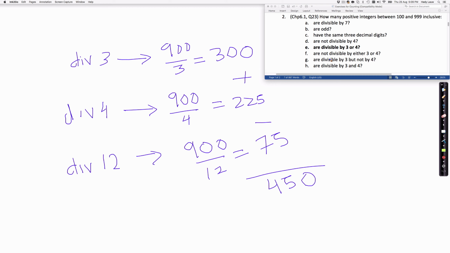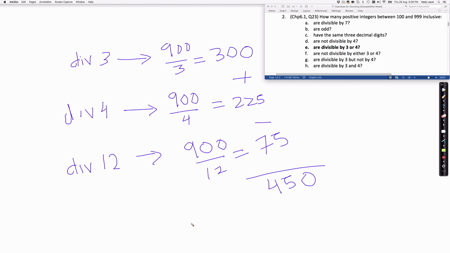We are now going to consider 2F. Now, 2F is concerned with numbers that are not divisible by either 3 or 4, which means that whichever numbers were included in 2E will be excluded by 2F. Since we know that 450 will be divisible by either 3 or 4, the ones that are not are the remaining ones.